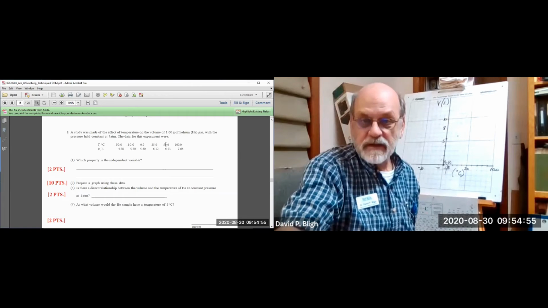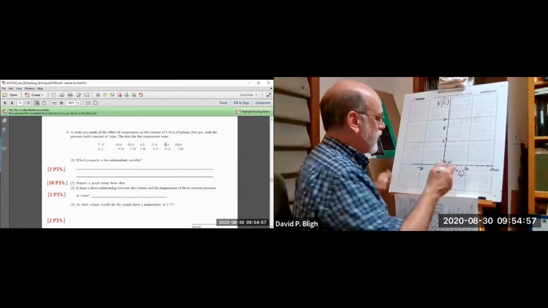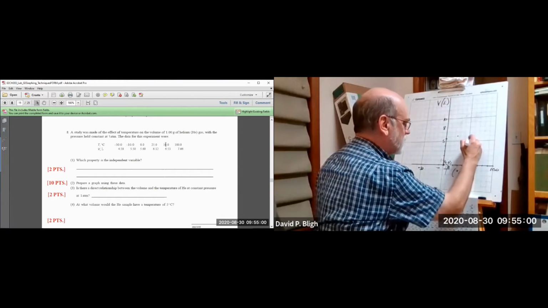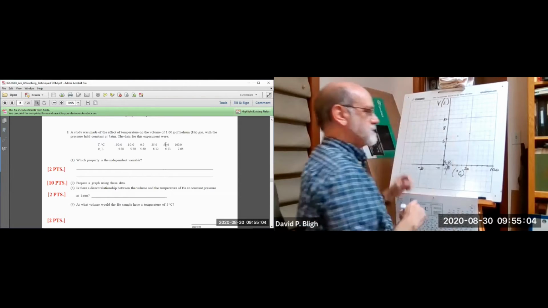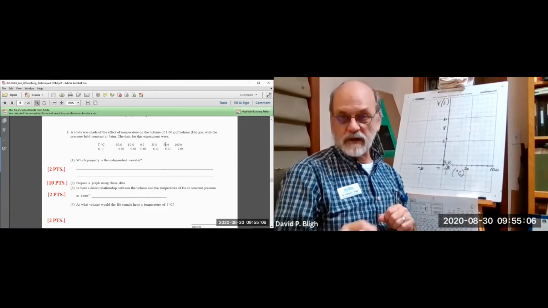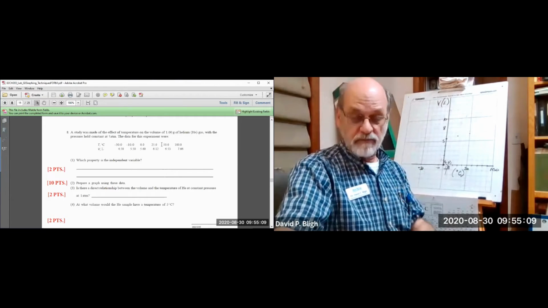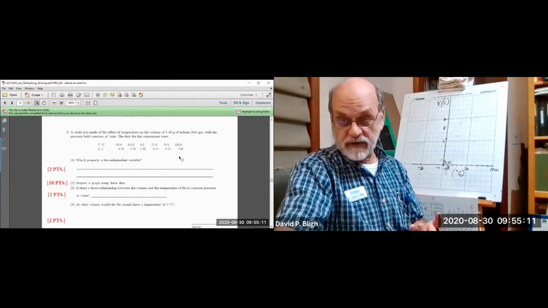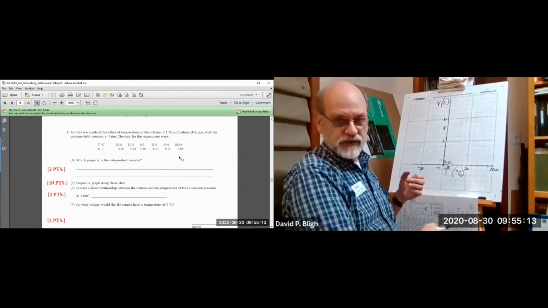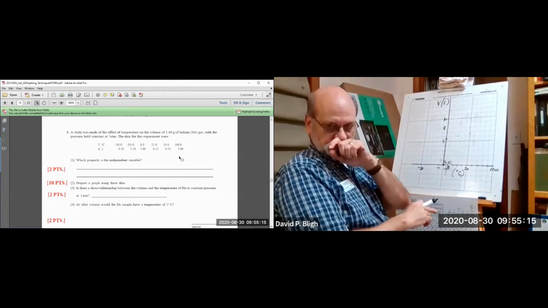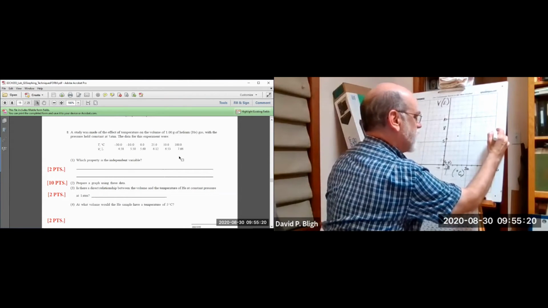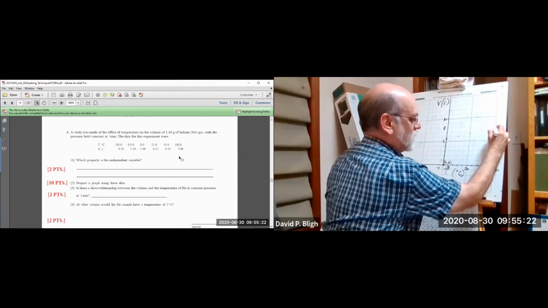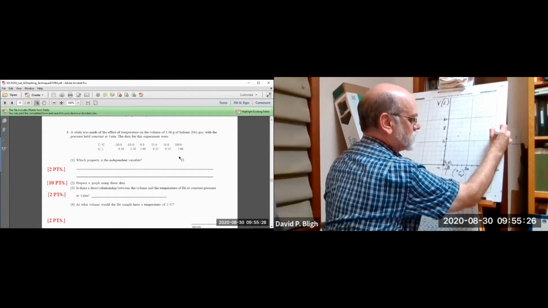Okay, next, 50 degrees at 6.53. So 50 and 6.53 is about right here. Okay? We're doing what's known as populating the graph with our data points. So at 100, it's 7.66. There's 7.5, 6, right about here. There you go.